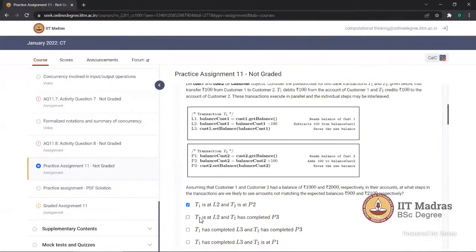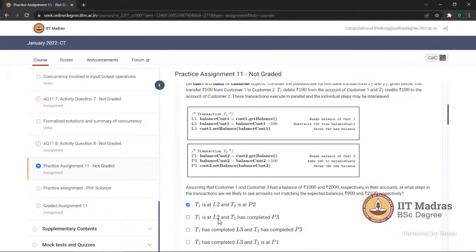T1 is at L2, and T2 has completed P3. So the T2 transaction is finished, it's completed, but T1, as you see, is at L2. What happens in this case? T1 at L2 would not yet have updated the balance, although T2 is completed. As you said, T2 has completed P3. That will show, I think, 2100, while T1 will still be showing 1000.